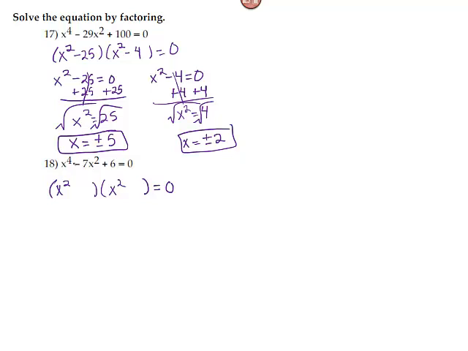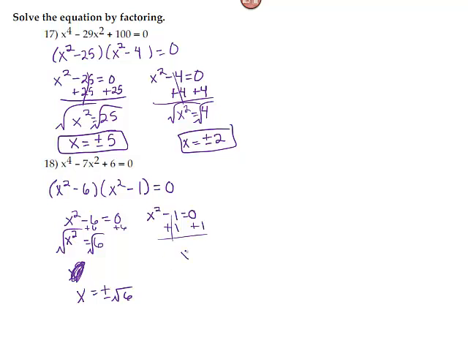So what multiplies to get 6 that adds to get negative 7? That's hopefully a kind of an easy one. Negative 6 and negative 1. Set them each equal to 0 and solve. So here we add 6 to both sides and get x squared equals 6. We square root. Oh no, there's no square root of 6. So x equals plus or minus the square root of 6. We just leave it alone. Add 1 to both sides. Get x squared equals 1. Square root both sides. X equals plus or minus 1. So there are our answers.